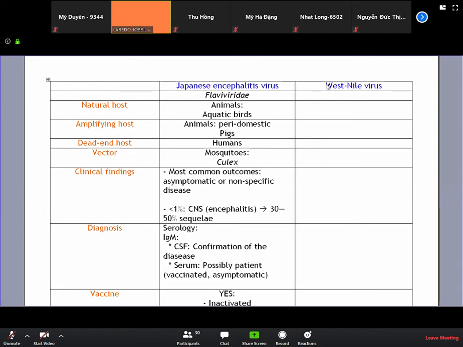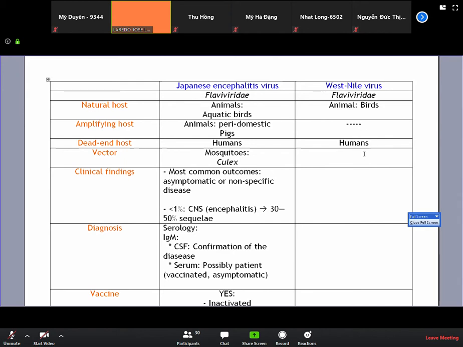The West Nile virus is not very common in Vietnam, but it's common in other places. The West Nile virus is also a flavivirus. So the pathogenesis is very similar. The natural host is also a bird, some birds from different species. And humans are also dead end hosts. So we suffer the disease, but we can't transmit the disease. We don't have any amplifying host in the middle, to my knowledge.